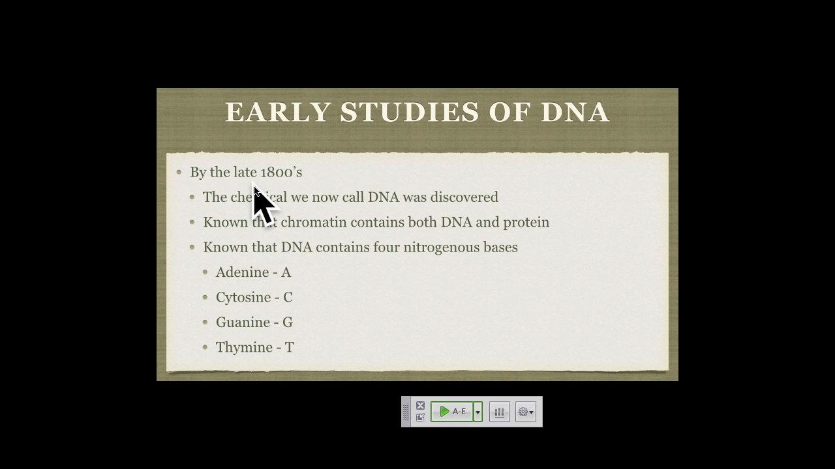So by the beginning of the 1900s, all of the information was in place to really understand how the genetic system works, but it was going to take about another 50 years to actually put all those pieces together.